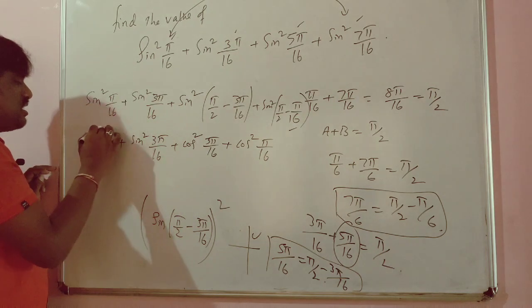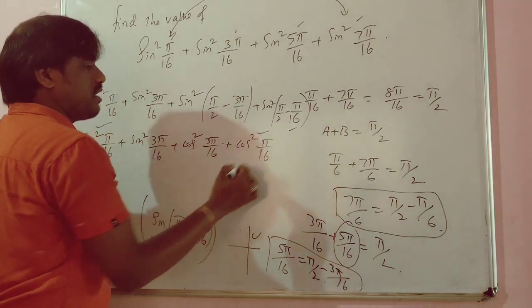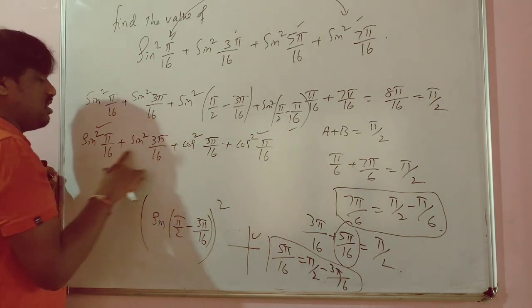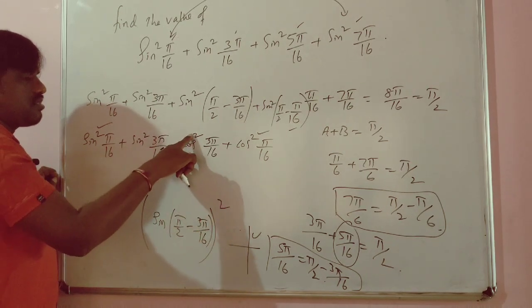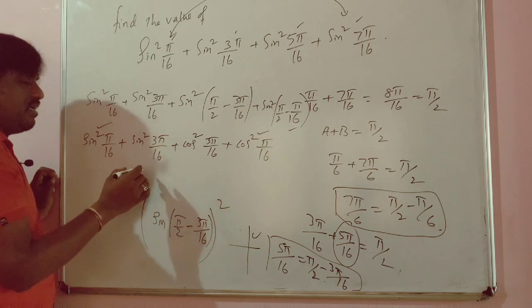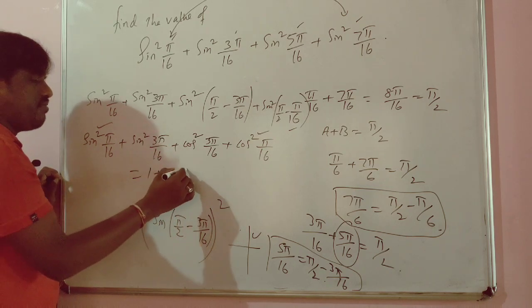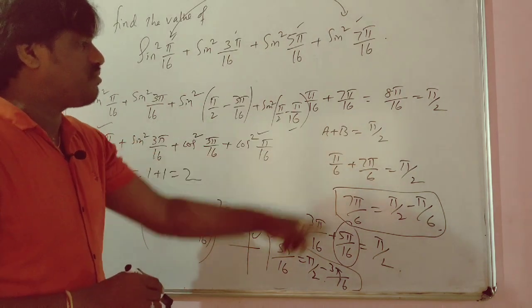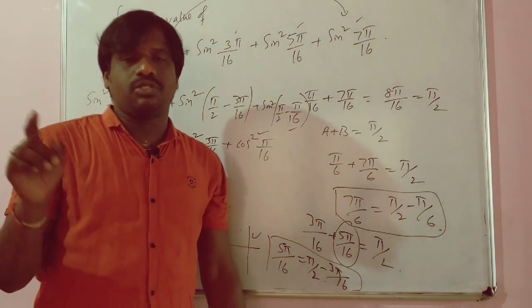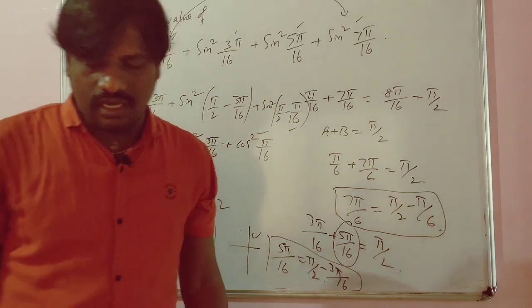Just look here: sine square pi by 16 plus cos square pi by 16 will be 1. Sine square 3 pi by 16 plus cos square 3 pi by 16 will be 1. So 1 plus 1 is 2. Whenever you have such questions, you have to solve them in this way. I am going to teach you shortcuts for this.